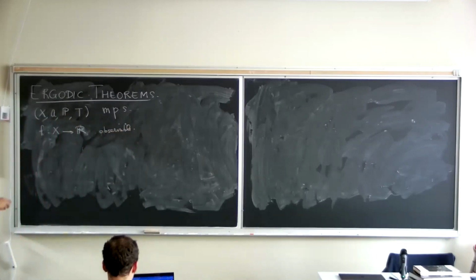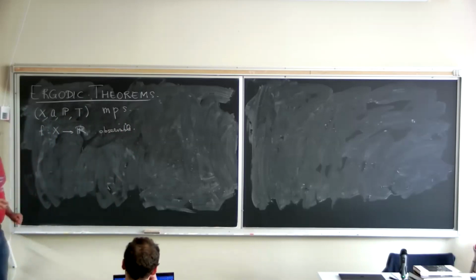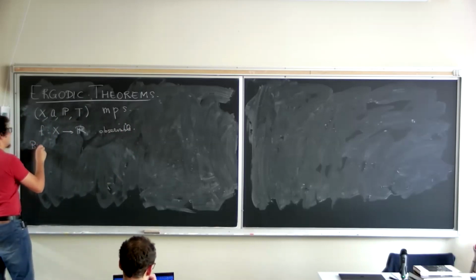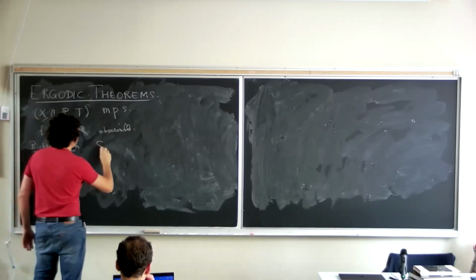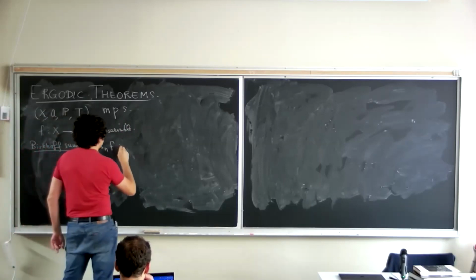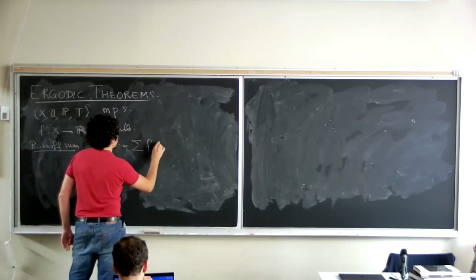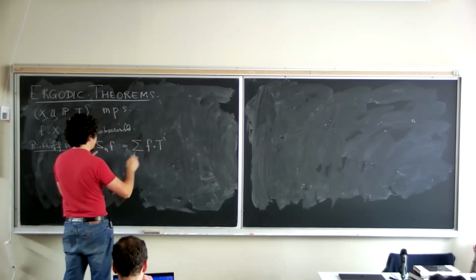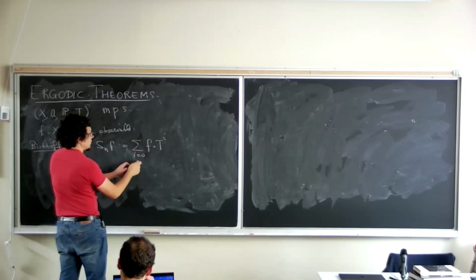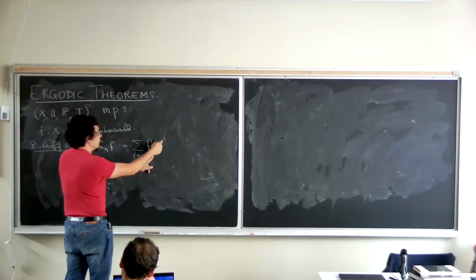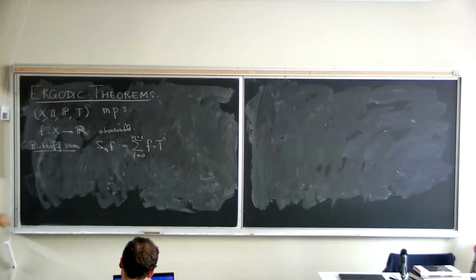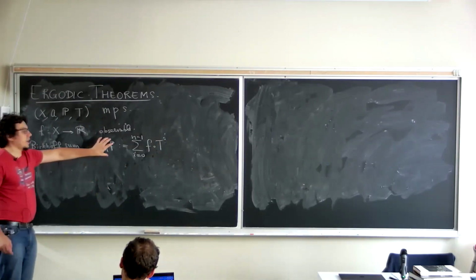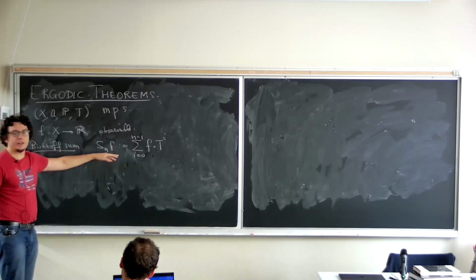Recall that whenever you have an observable, you can define the Birkhoff sum, S_n f, which is just the sum of f composed with T along the orbit. Traditionally, we start with time 0, meaning f of today. We don't apply T to the n minus 1, to make sure that there are n terms. The classical ergodic theorems tell us that if you take this sum divided by n, there is a limit.